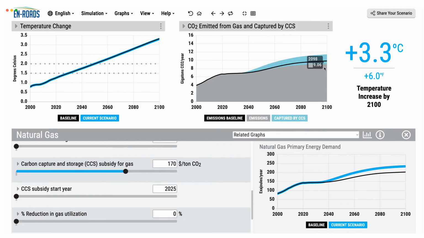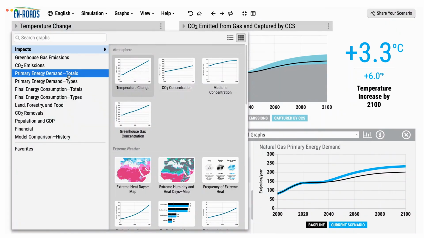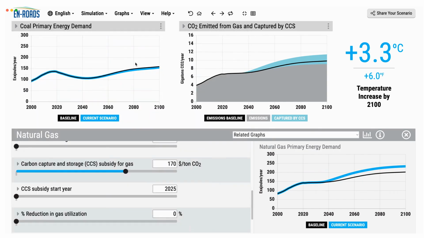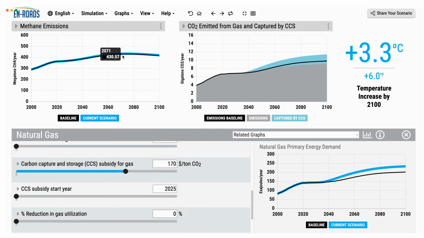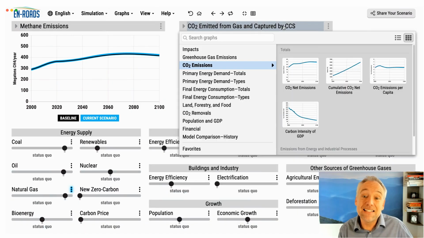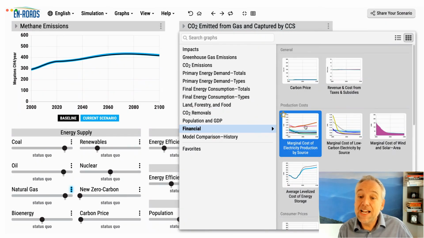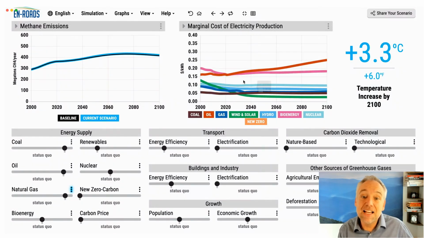Well, we get a little less gas emissions of CO2. It crowds out a little bit of coal, which is good. Coal is slightly lower. However, methane goes up just a tiny bit. Why does methane go up? Because we got more gas overall. Look at the bottom right. Natural gas is a little bit higher, the blue line above the black line. Why is that? It's because we made gas cheaper.